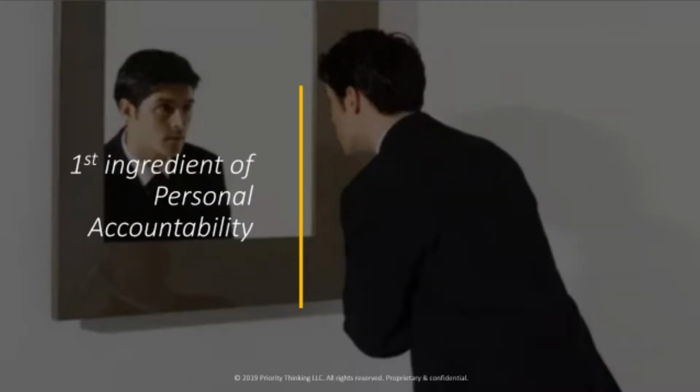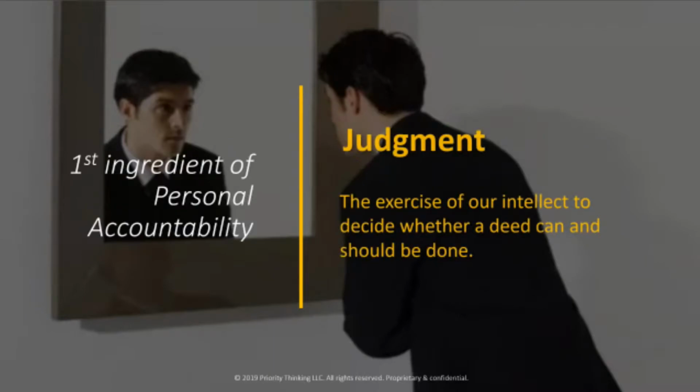Okay, first, the ingredient of personal accountability. Judgment. All right, so if you look back, the ingredients of organizational accountability around being qualified to act and the freedom to act. Judgment is our exercise of our intellect to decide whether a deed can and should be done. If you're a leader, you should be concerned with what constitutes the doable deed. Okay, so remember that word, the doable deed.